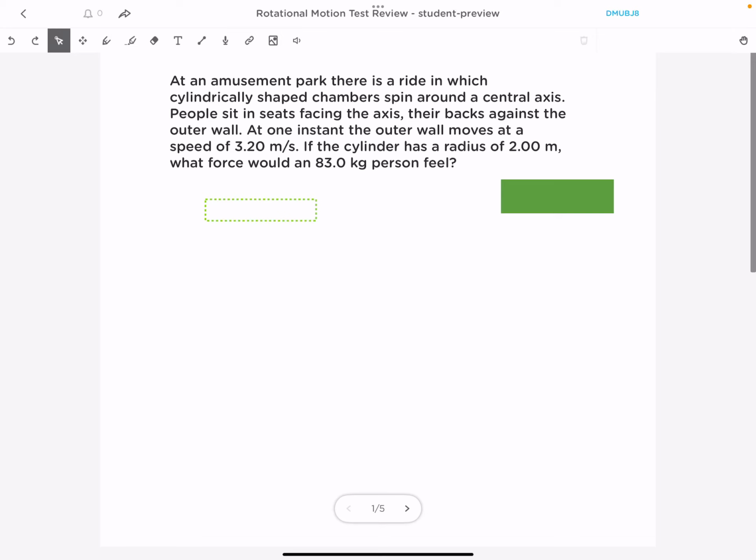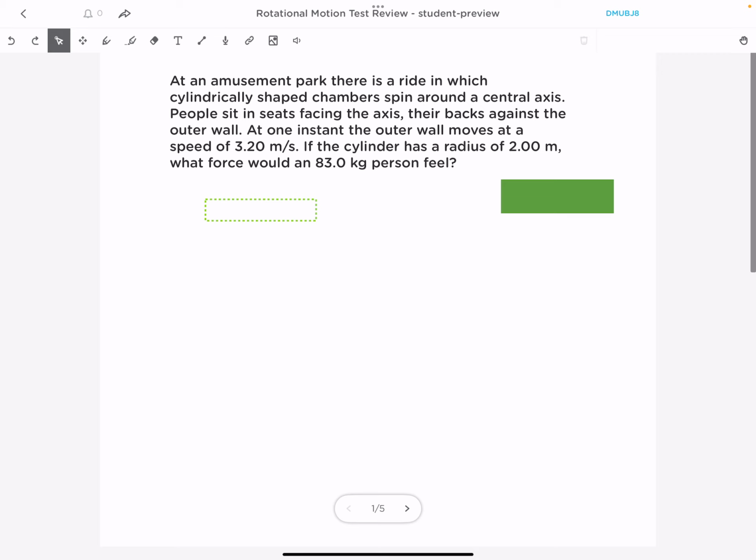Okay, so here I'm going to be going over some example FRQs for the rotational motion test. So let's get started. Here we have an amusement park ride in which a cylindrically shaped chamber spins around a central axis. People sit in seats facing the axis, their backs against the outer wall. At one instant, the outer wall moves at a speed of 3.2 meters per second. And if the cylinder has a radius of 2 meters, what force would an 83 kilogram person feel?